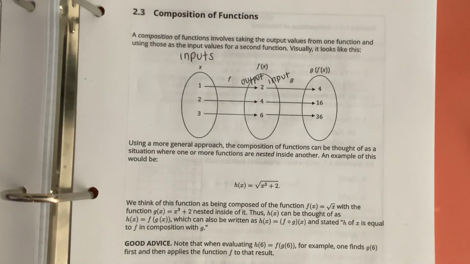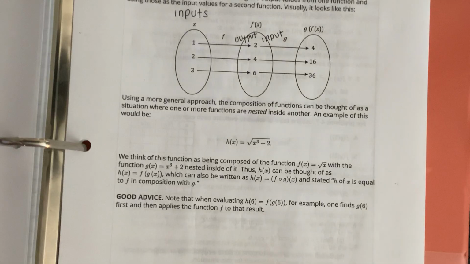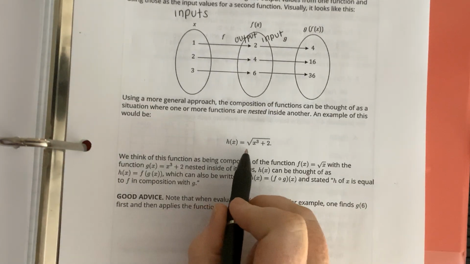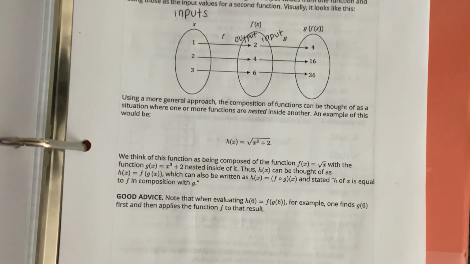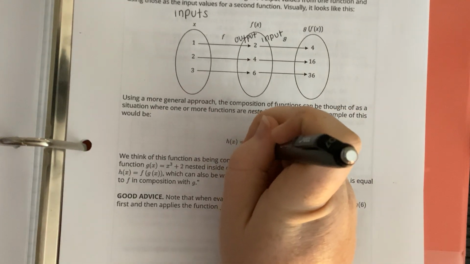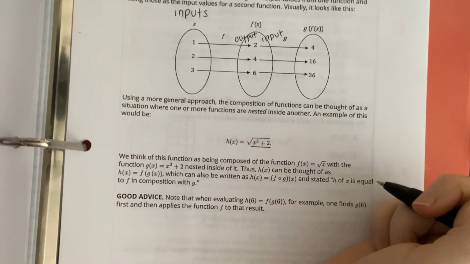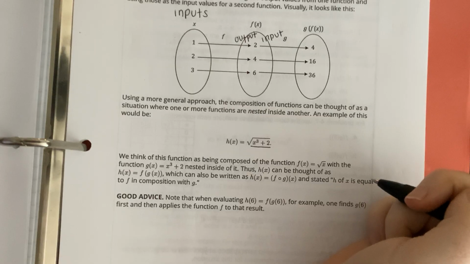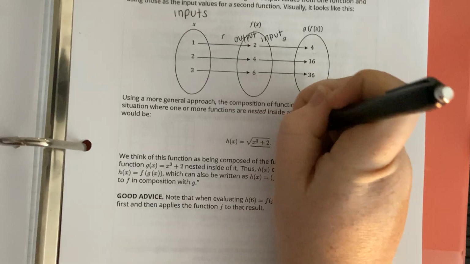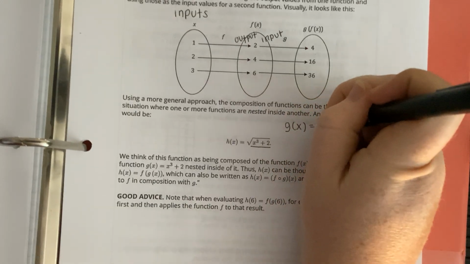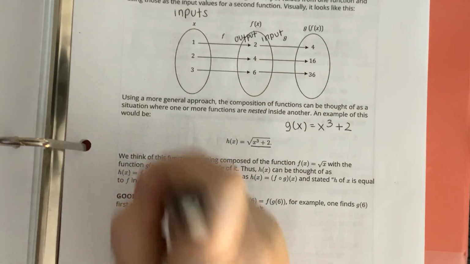So that's kind of what we're going to be talking about. It gives you an example. It tells you h of x is equal to the square root of x cubed plus 2. If we were to decompose, so take those two apart, your inner function is this part right here. So we could say that our inner function, g of x, is equal to x cubed plus 2, which is what it says down here.